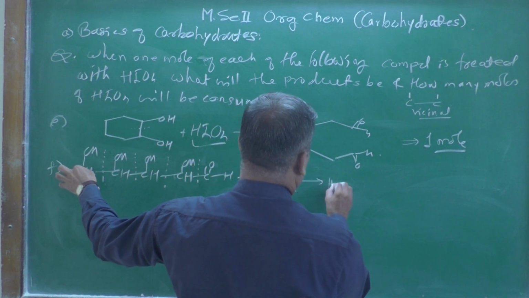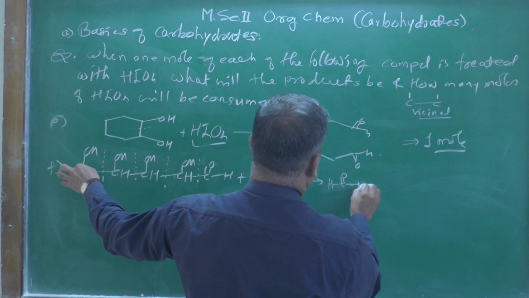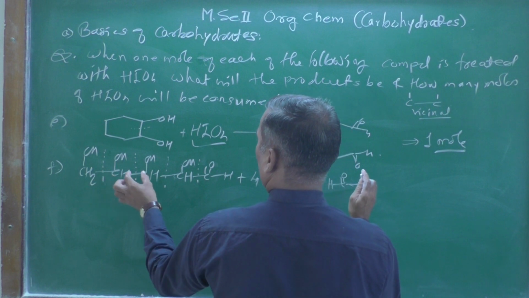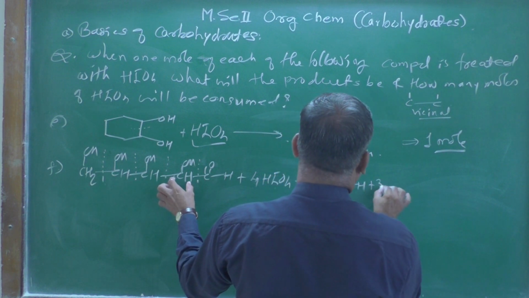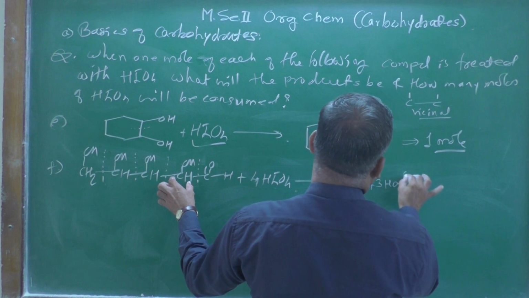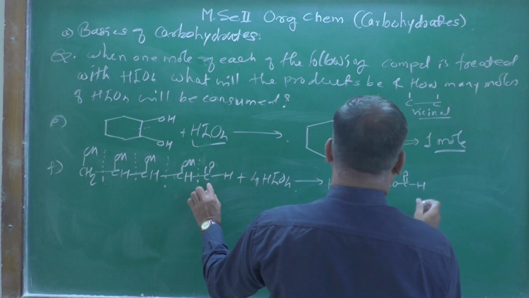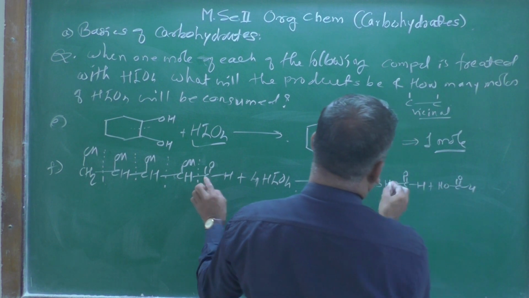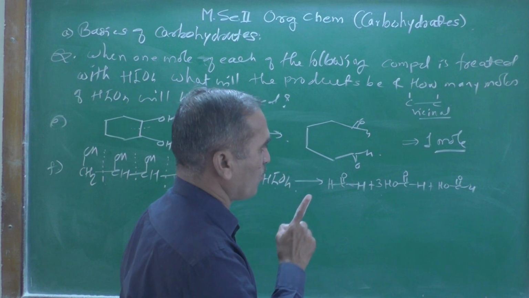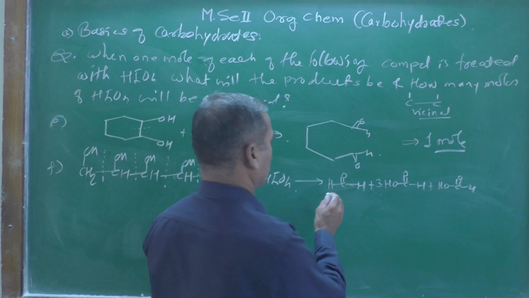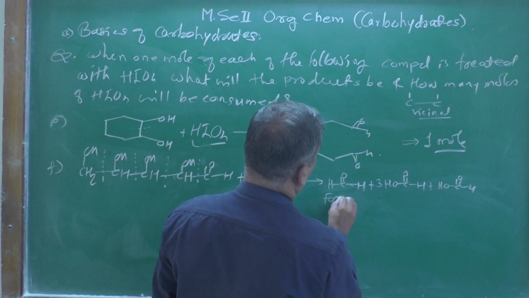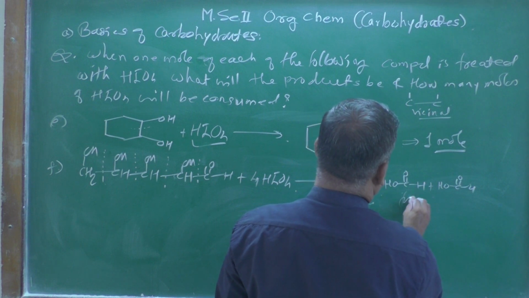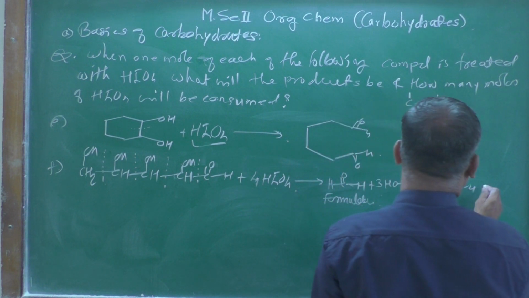And the final product you are going to get here is HC double bond OH, that is formaldehyde. Here you are going to get 1, 2 and 3 the same, so 3 HO C double bond OH, and another here also, H C double bond OH, which means 4 moles of formic acid and 1 formaldehyde. This is the structure of formaldehyde, and these are the structures of formic acid, and therefore how many moles are consumed?